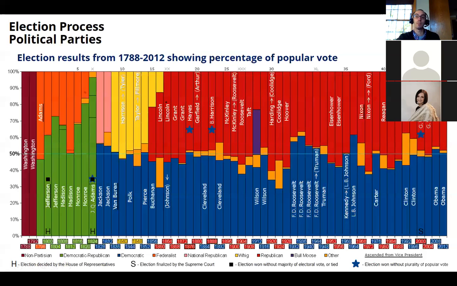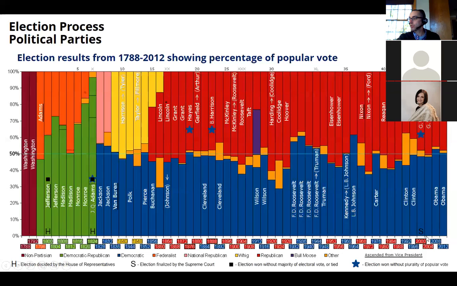So if you hear about blue states and red states, as we're going to talk about in a minute, that's what that means. Blue is Democratic, red is Republican. So Obama won those 2 years. He had over 50% of the popular vote.